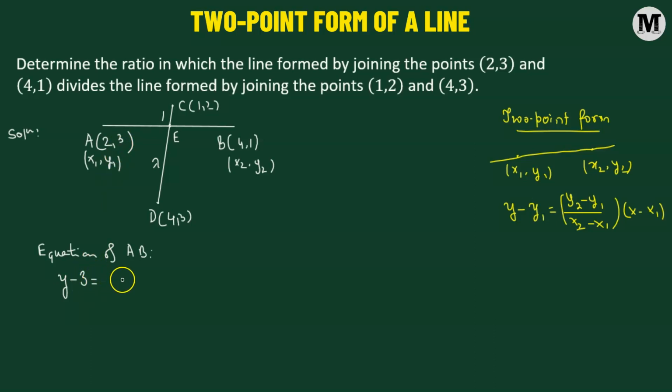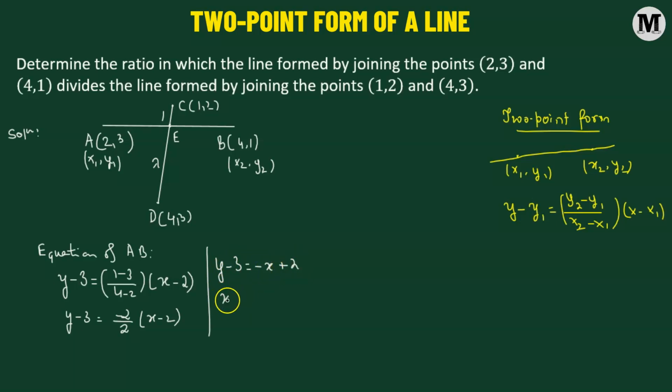This will be equal to, now we need y2 minus y1, so that's 1 minus 3, divided by x2 minus x1, so that's 4 minus 2. This will be multiplied by x minus x1, where x1 is the x coordinate of point A, so that's 2. Now we have y minus 3 equals negative 2 divided by positive 2 times x minus 2. This further simplifies to y minus 3 equals negative of (x minus 2), that is negative x plus 2. So we get x plus y equals 5. This is going to be the equation of AB.